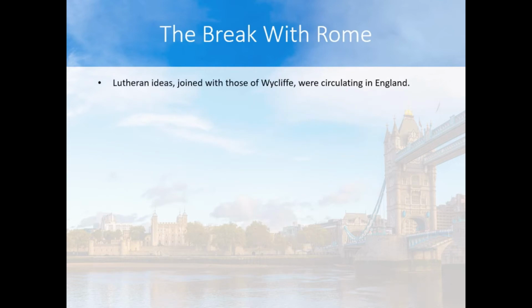Lutheran ideas, joined with those of Wycliffe, were circulating in England. So these ideas were there. They had heard them. They weren't hidden at all. And there were definitely people in England that wanted a Protestant Reformation there. They wanted it to spread to England, and they were very interested. They didn't care how it happened. If it happened because the king was stupid and needed to be married again, then great. If that gets us to where we want to be, then that's fine.